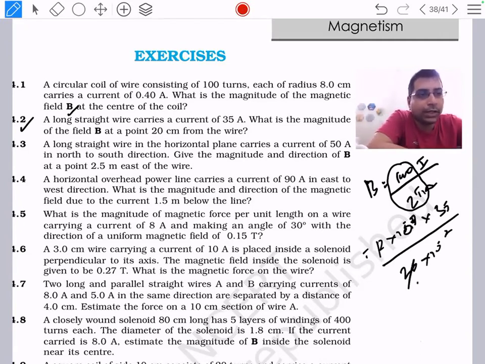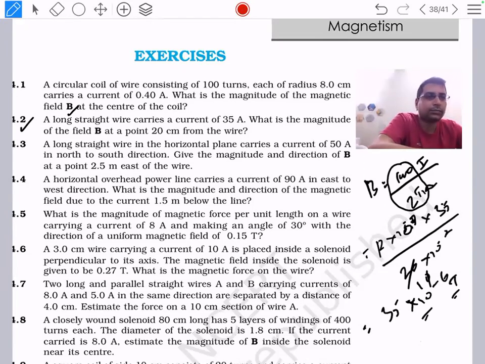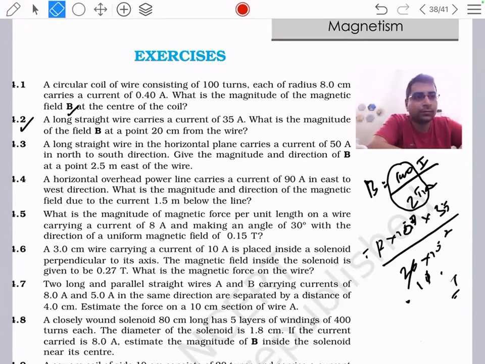So this will go 10 times. 35 into 10 power minus 6 tesla. Try the next one.